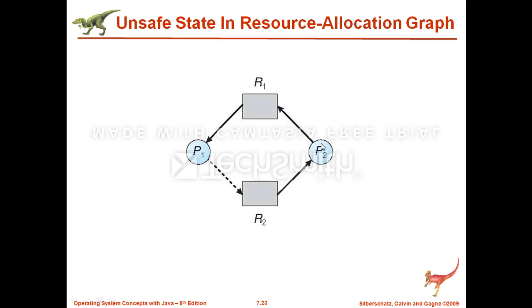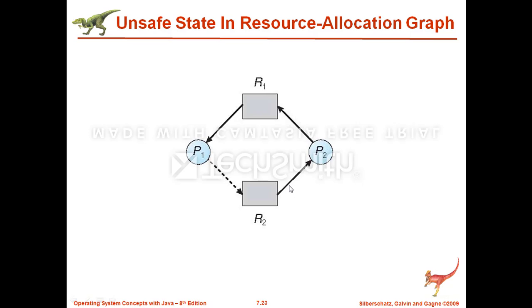R2 is with P2, P2 is requesting R1, R1 is with P1, P1 is requesting R2, it can request R2, then definitely there is a cycle. See the arrow mark? There is a cycle in this. So when you convert a request edge into an assignment edge, if it is forming any cycle, then you should not allocate this. That is why I have written unsafe state in a resource allocation graph.